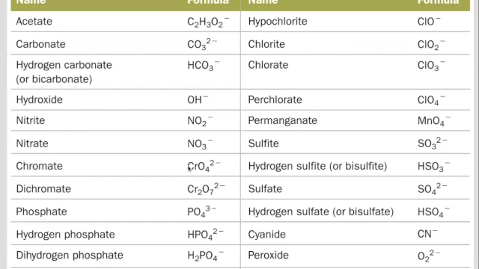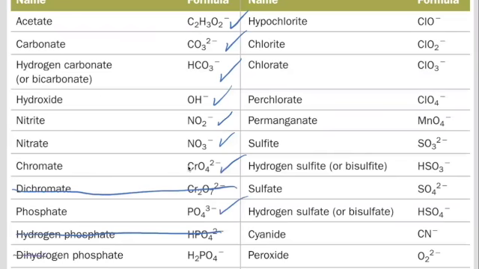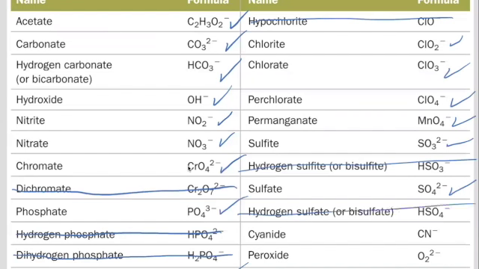You need to know acetate, carbonate, hydrogen carbonate or bicarbonate, hydroxide, nitrate, nitrite. You don't need to know dichromate. You need to know phosphate. You don't need to know hydrogen phosphate. You don't need to know dihydrogen phosphate. You need to know ammonium. You don't need to know hypochlorite. You do need to know chloride, chlorate, perchlorate. You need sulfide. You don't need to know that. Sulfate, no, and yes. So you need to memorize this.